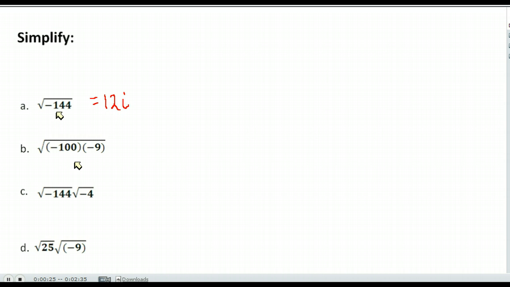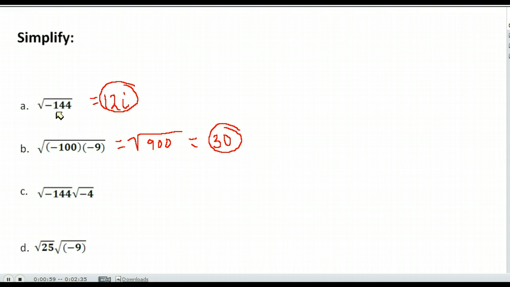When you have a problem such as this one, notice we have two negatives inside that root. We want to follow our order of operations, however, and we are going to multiply -100 times -9 before we do our square root. Well, -100 times -9 is 900, positive, because a negative times a negative is a positive, and then all we have to do is the square root of 900. And we get 30.